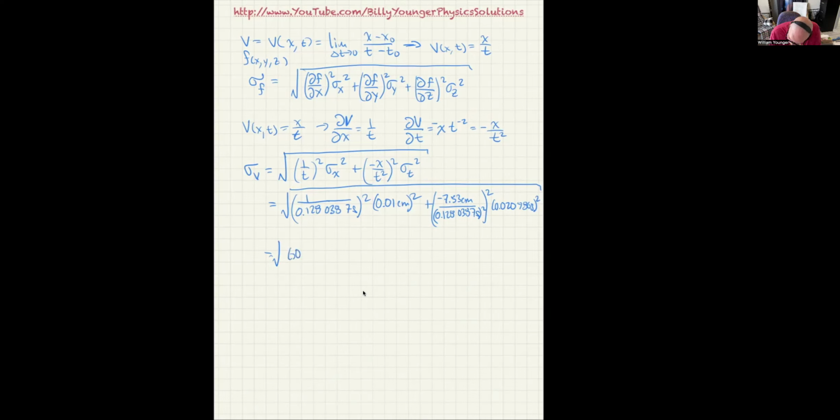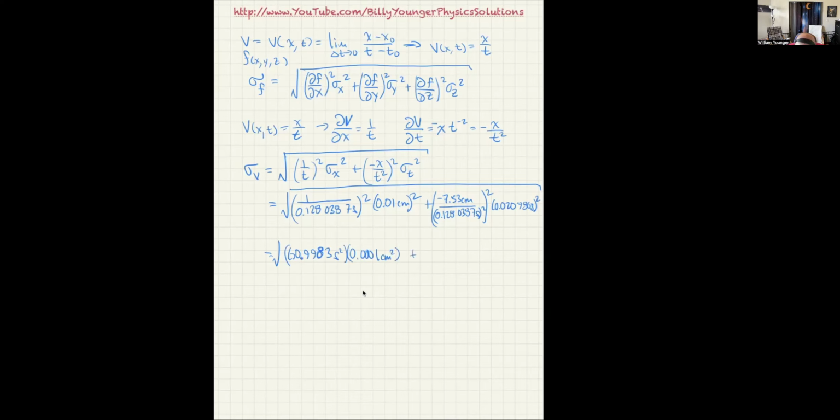So 60.9982, say. That should actually be 83. The proper rounding is 83, not 82. But that's, of course, plenty of digits, and that's in seconds squared times 0.01 squared, which is 0.0001, and that is centimeters squared.